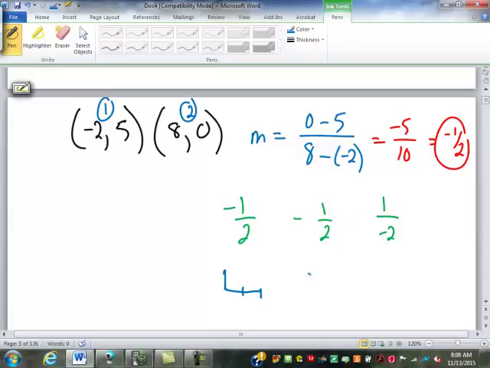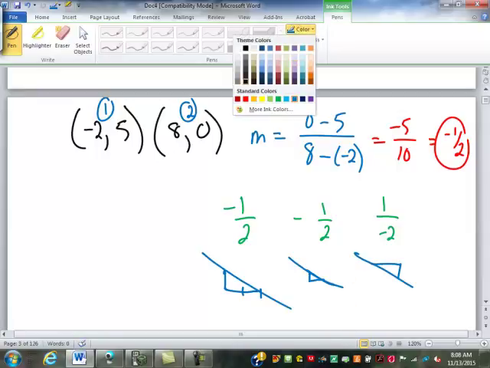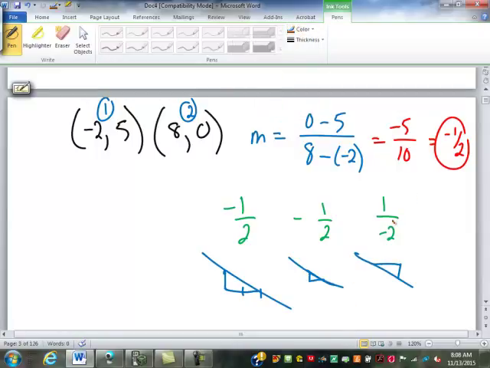Negative 1/2 means you go down 1/2 over 1. Same difference. 1 over negative 2 means you go up 1, back 2. Again, same difference. They all give you the same line. Same slope. Generally, we always make the run positive. So the positive or negative usually goes with the rise. So the run is always left to right.